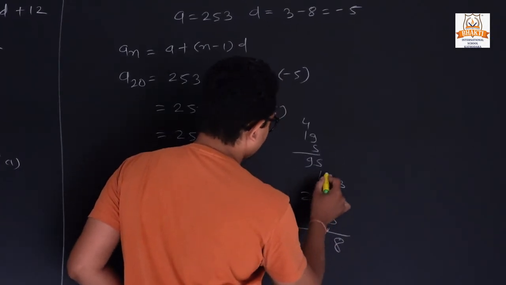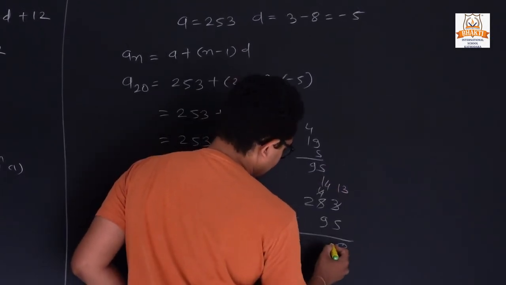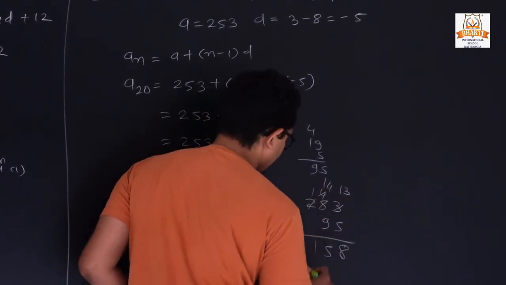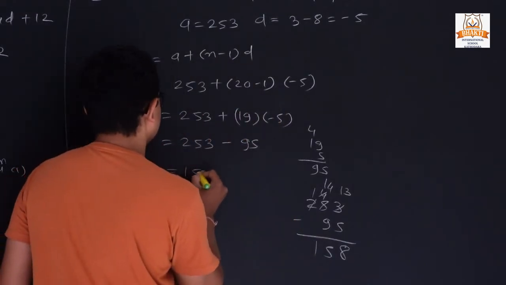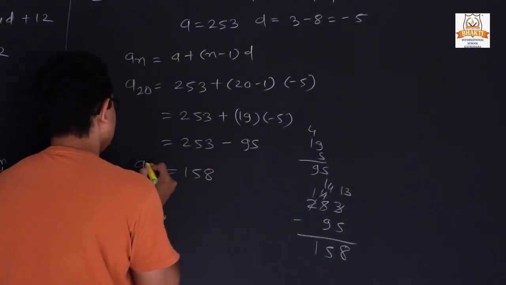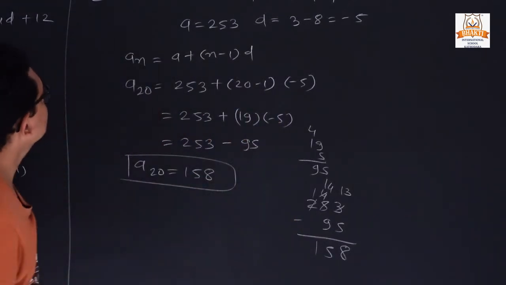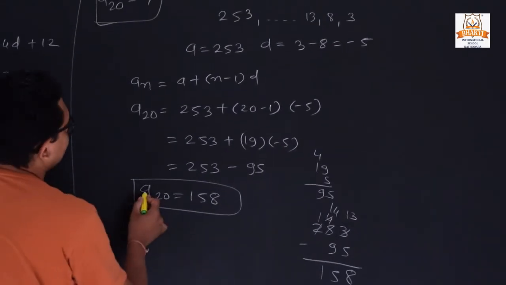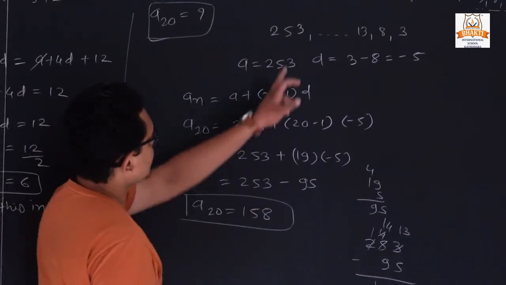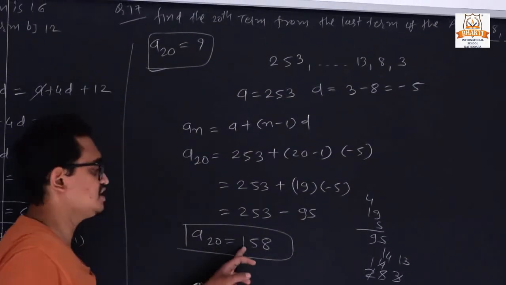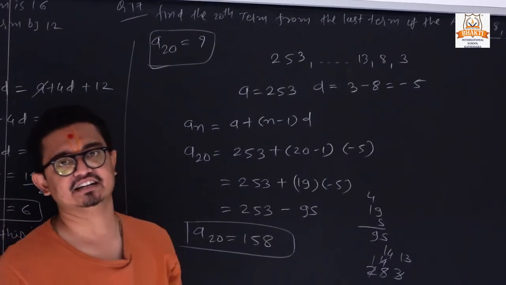Here we have a 4, so 14. 14 minus 9 is 5. So here we have a 1. So the answer is 158. So it means the 20th term of that arithmetic progression is 158.